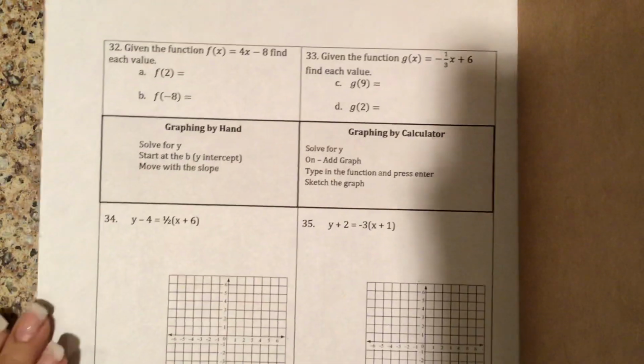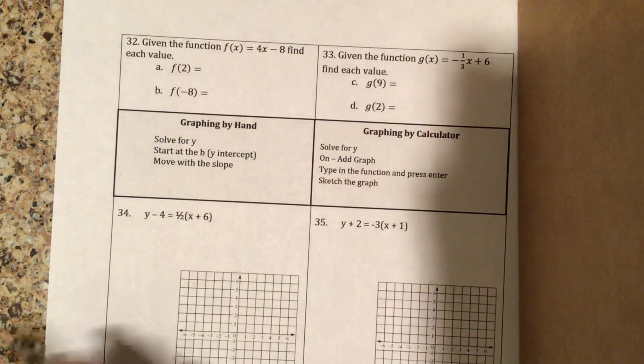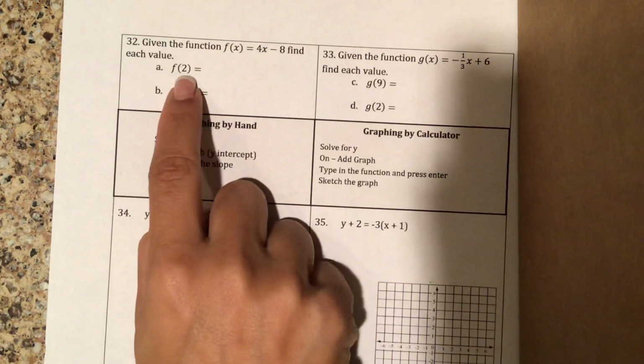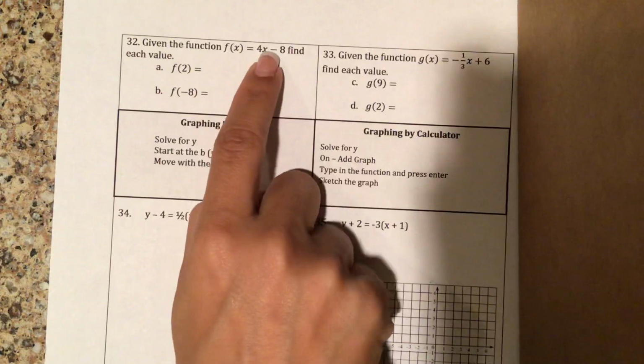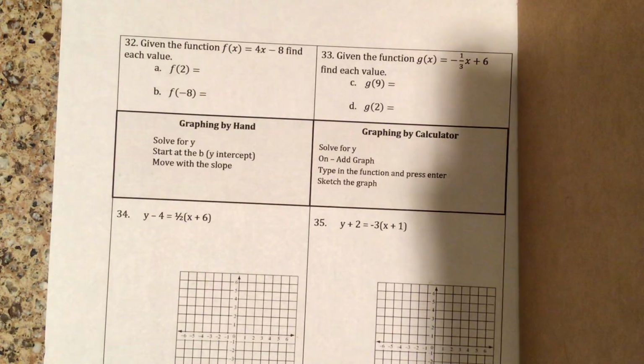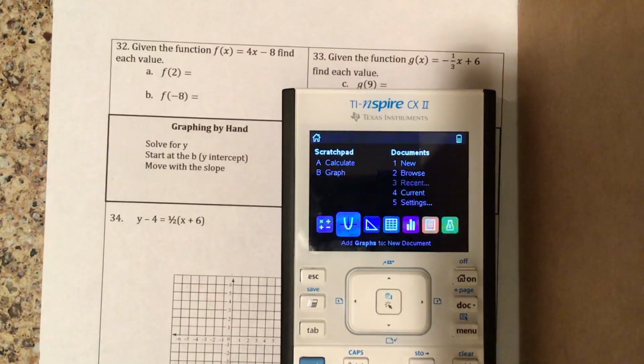All right, 32. So there are two ways to do this here. To do this by hand, what we learned at the beginning of the year is you can take this x value and you can plug it inside here for x. Then you just solve what that number would be. But I also want to show you the calculator method in case you want to use this here.